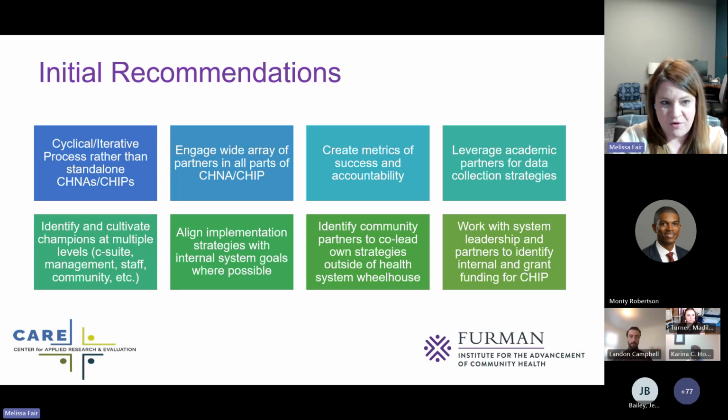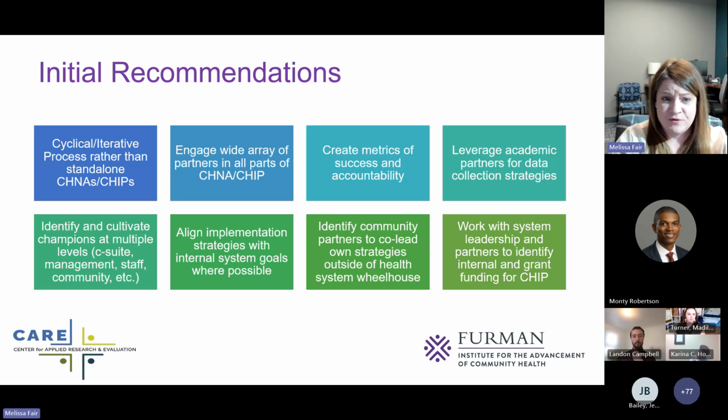So some of the most effective partnerships treated a CHIP and a CHNA like a cyclical, iterative process rather than standalone CHNAs and CHIPs that needed to be done every 3 years. So it was a living and breathing document that just got updated along the course of 3 years, and then new data was collected the next time that it was due. And so that created accountability for following strategies and implementation over time, because especially when you're picking a really complex idea like reducing substance use disorder in a community, you're not going to achieve all of your goals in 3 years.